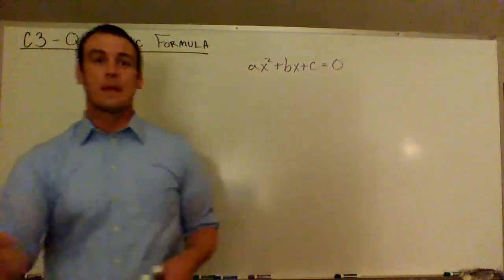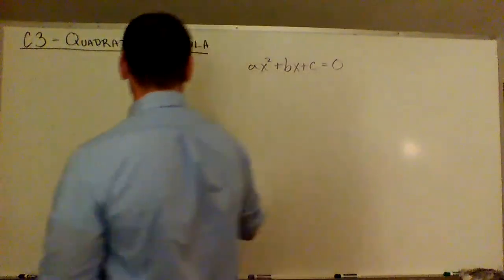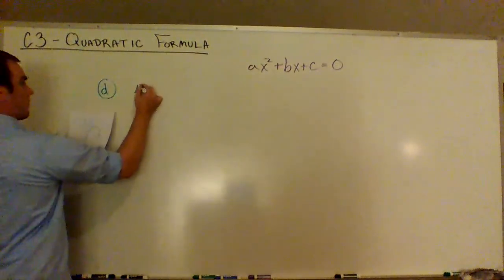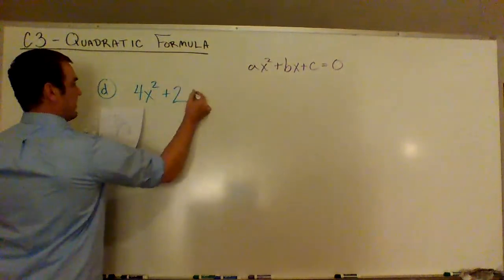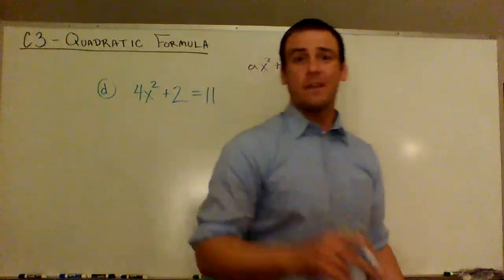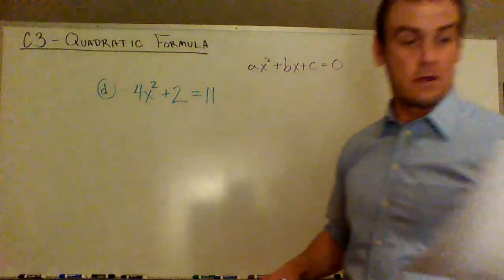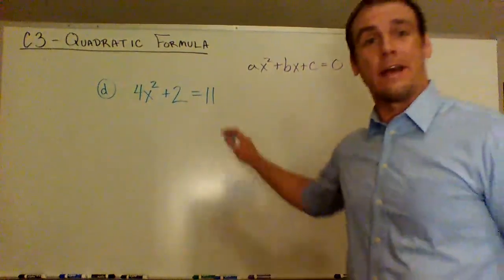All right. Let's check out letter D. Okay? Once again, guys, try to do this on your own. 4x squared plus 2 equals 11. Okay? Pause the video. Try to solve this using the quadratic formula. Yeah. I didn't do that wrong. That's exactly how it should be.